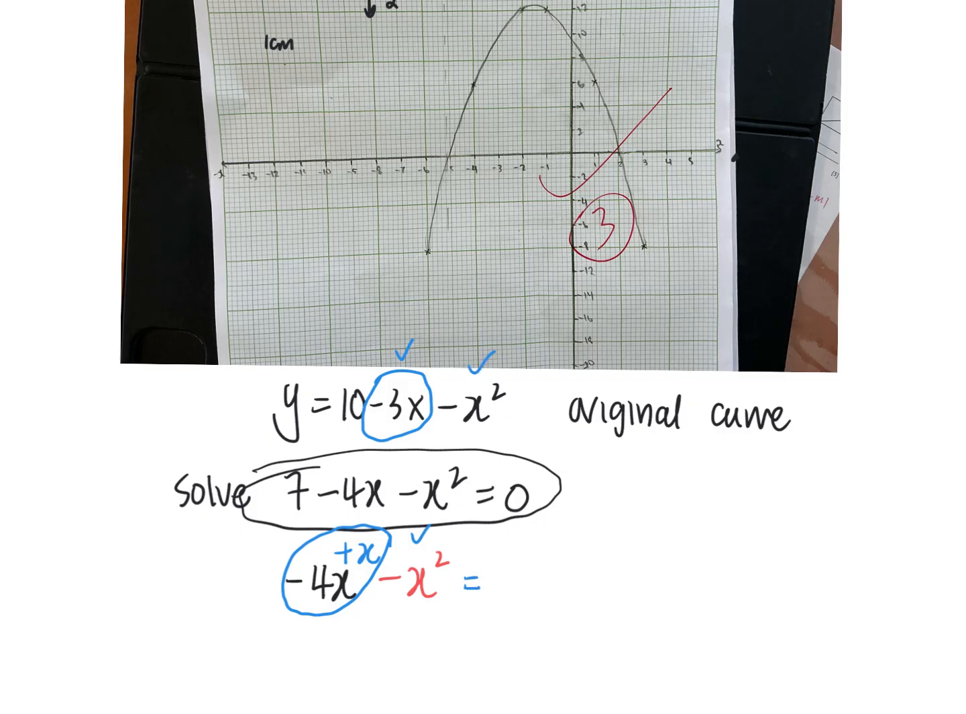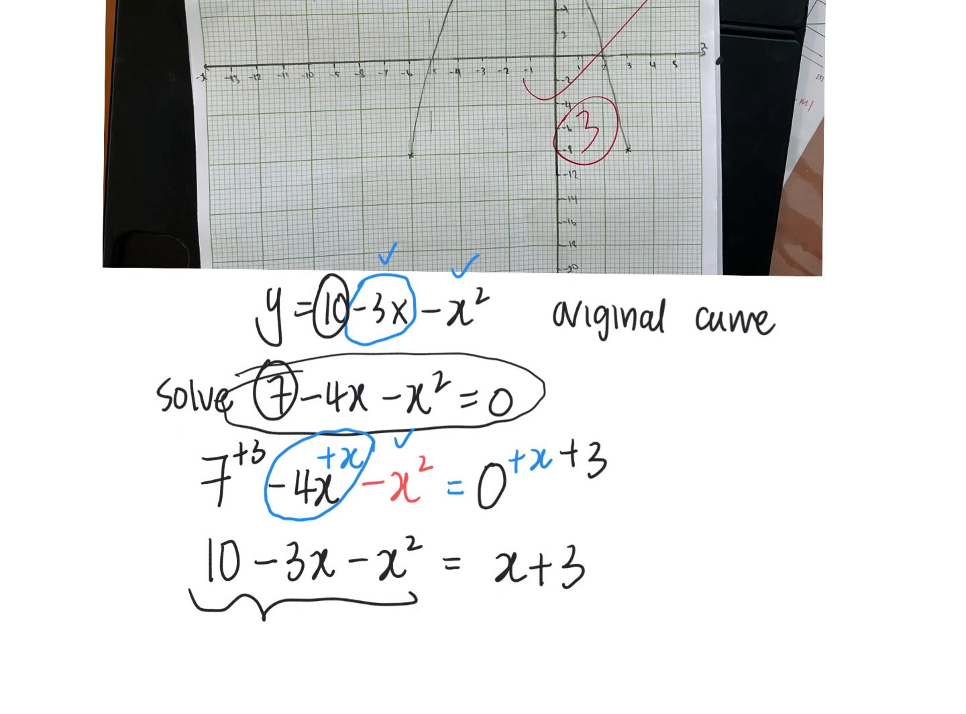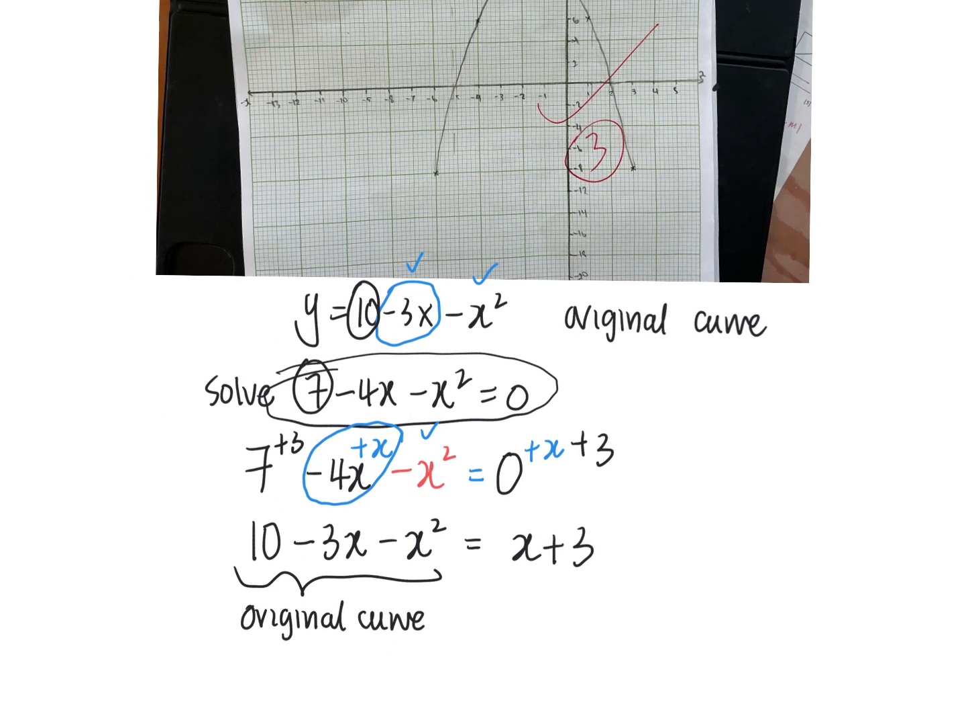Same thing here. From my 0, I added in an x. Next one is the 7 here. I need to make it 10, so I plus 3. So now I have 10 minus 3x minus x squared equals to x plus 3. This is the curve that I have drawn, and it is equals to y, right?